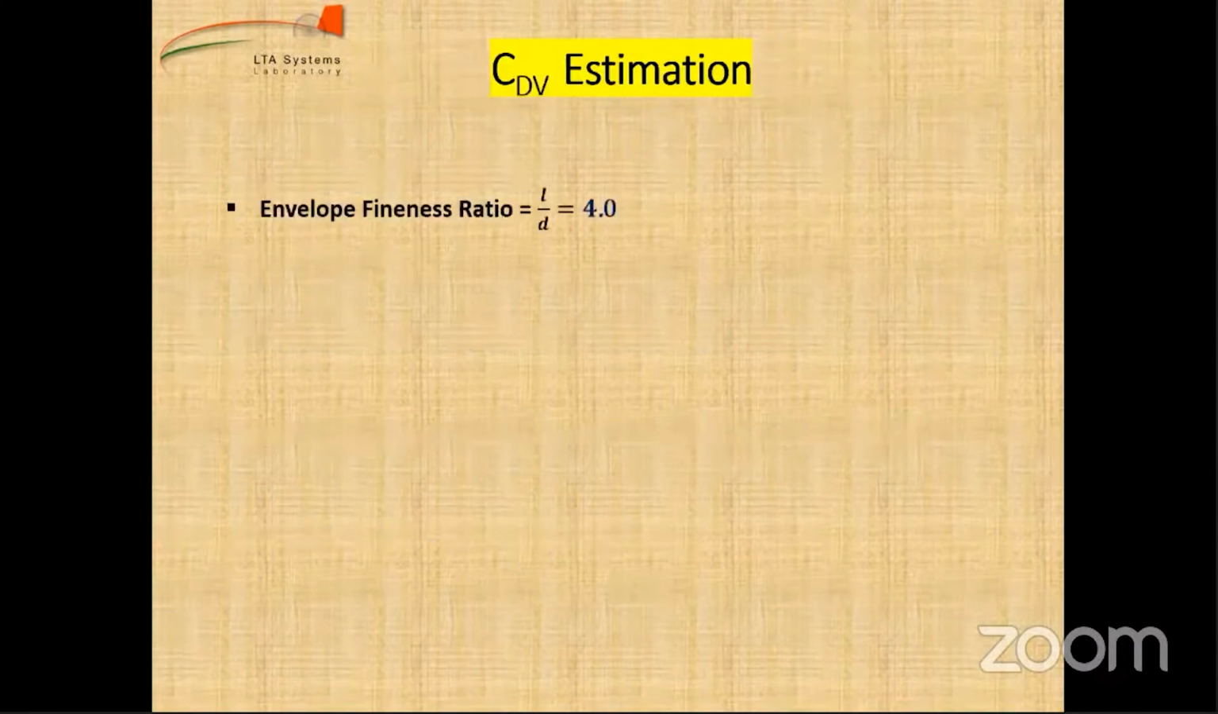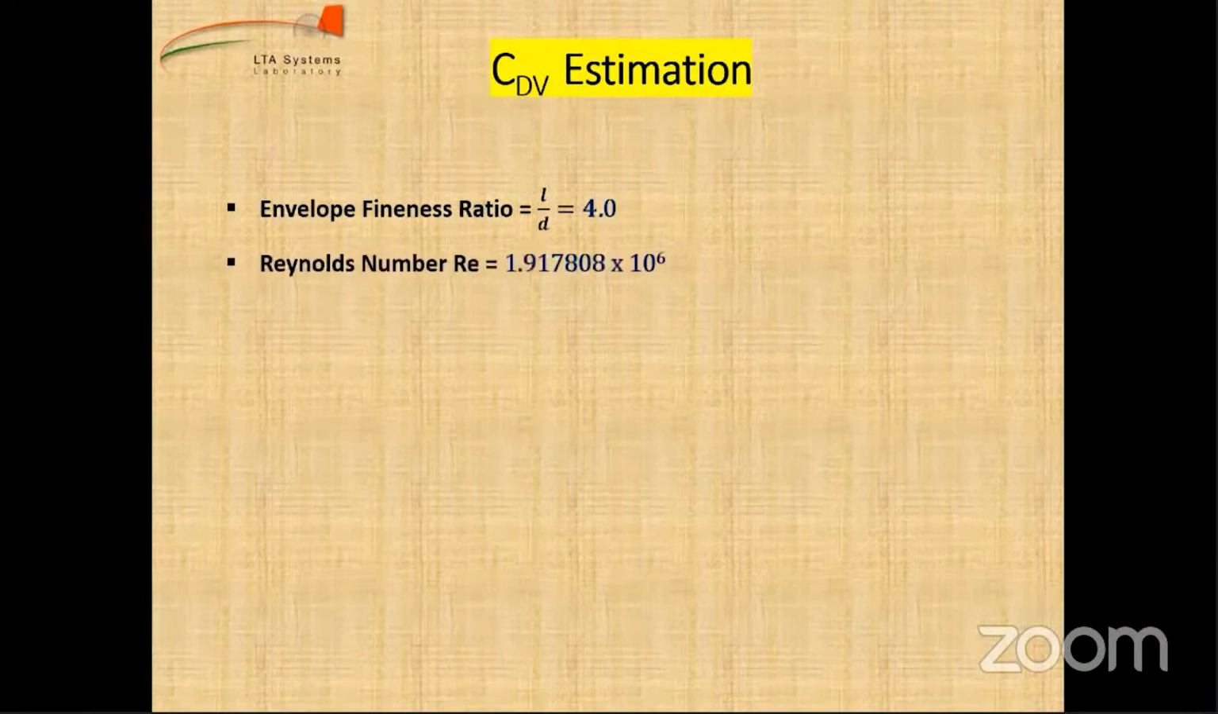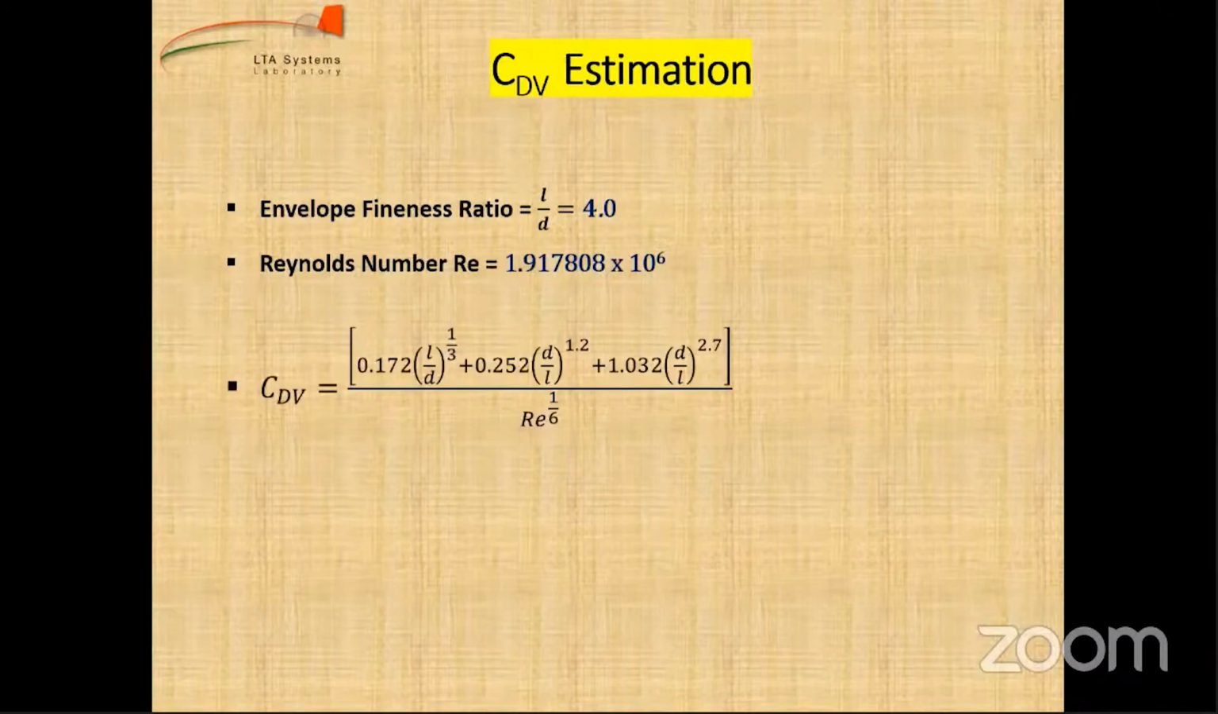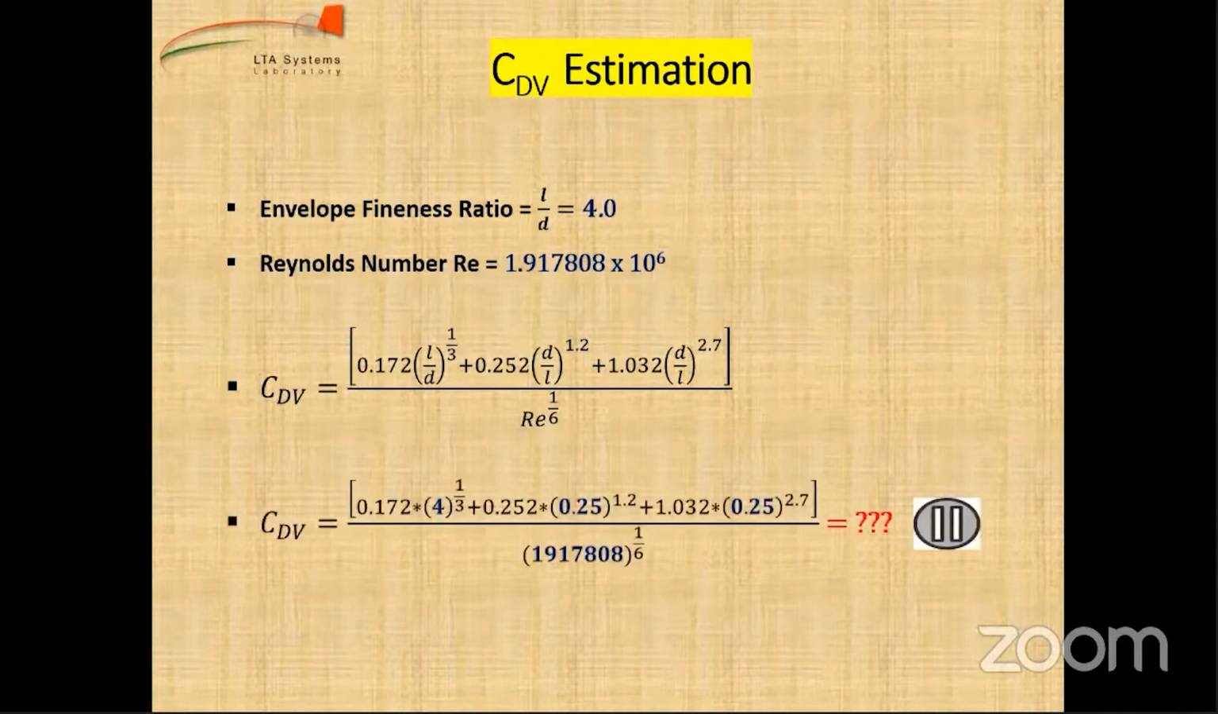To estimate CDV, let us take the fineness ratio L by D to be 4. These are in blue color, which are our assumed values. So we know our Reynolds number now. Substitute this Reynolds number and L by D in the Honor's formula and compute the volumetric drag coefficient of our model or our design. So L by D is 4, Reynolds number is computed. Calculate the volumetric drag coefficient and give me the number.